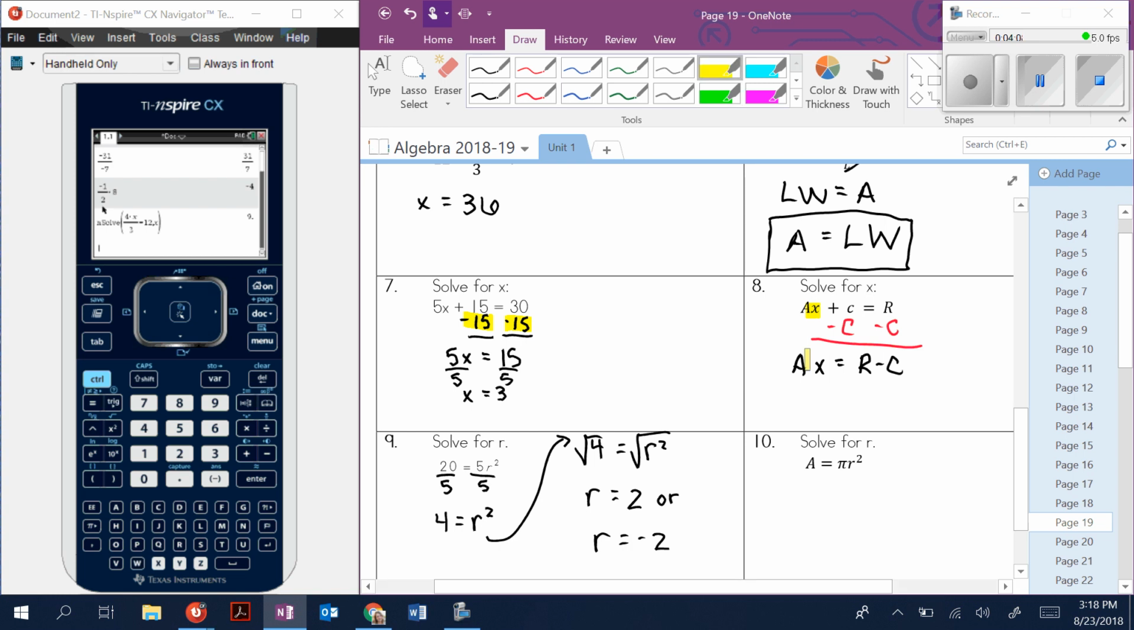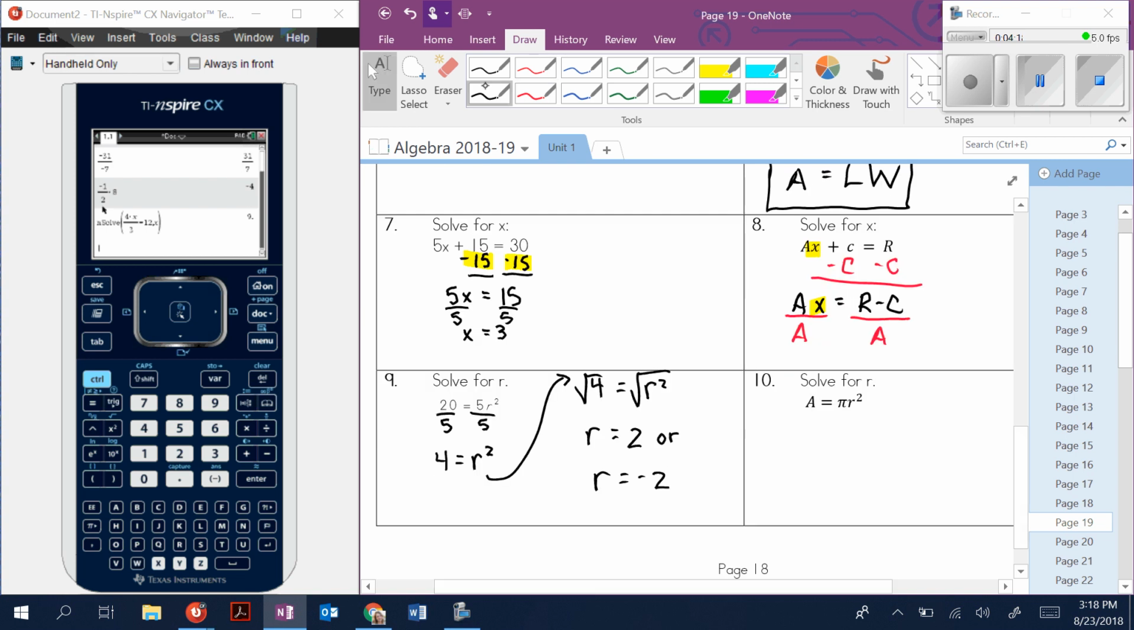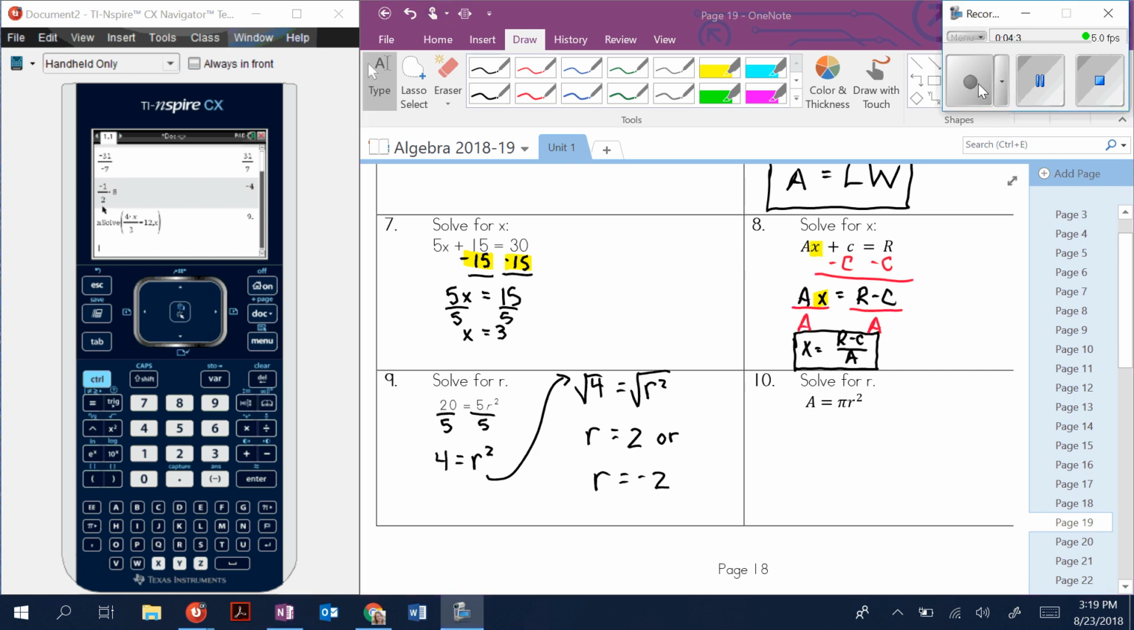Okay, we still need to get x alone, so we need to divide everything by a. And when I say everything, I mean everything. So our final answer is x is equal to r minus c all divided by a. I'm getting crammed in there. Okay, and there's my final answer. And yes, we leave it like that.